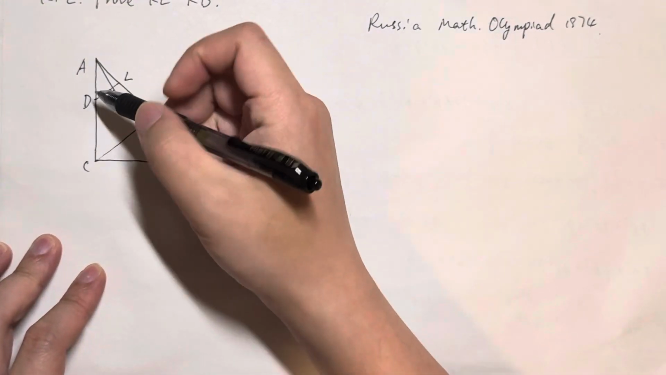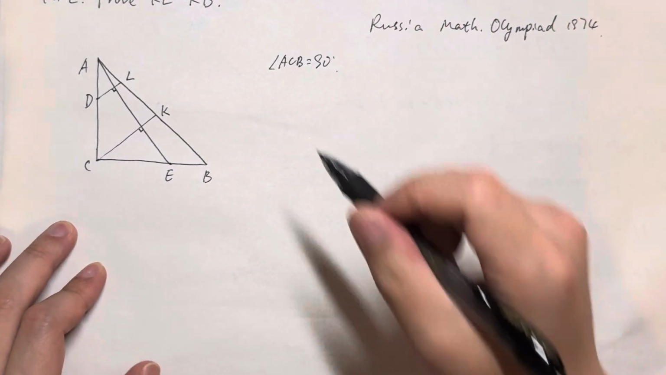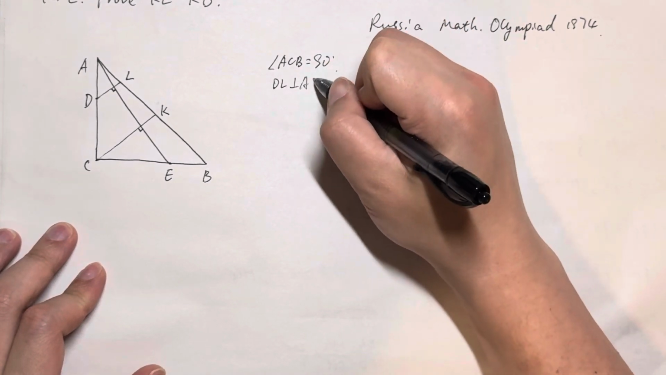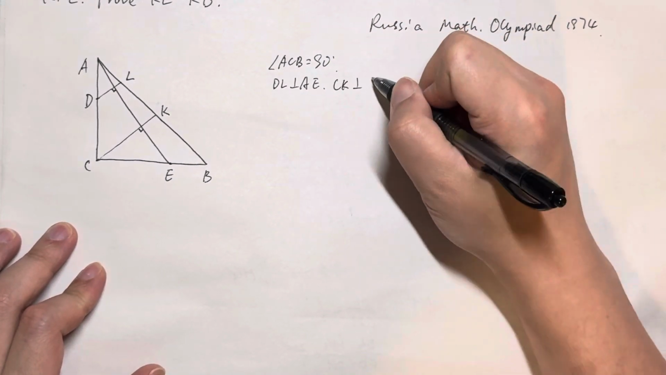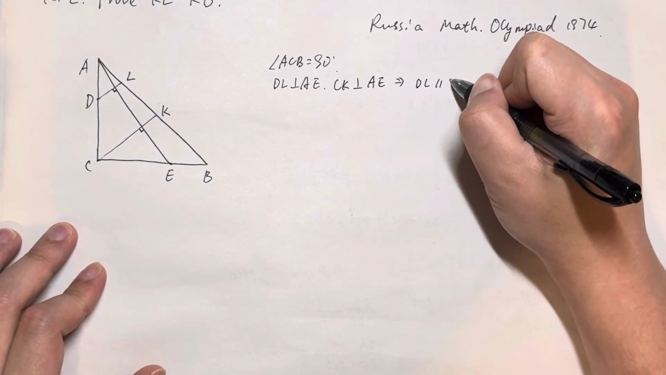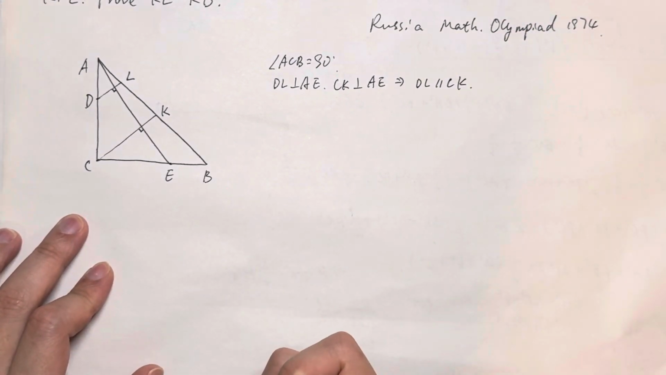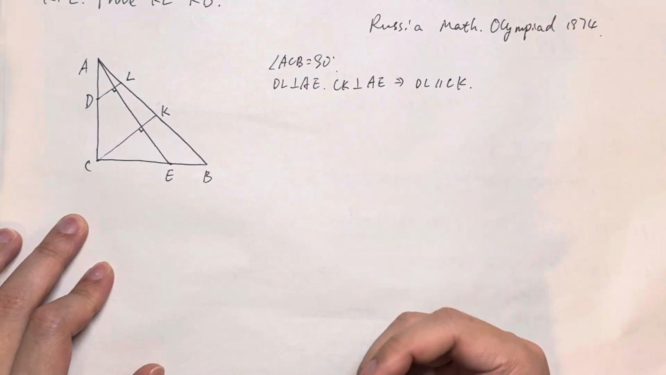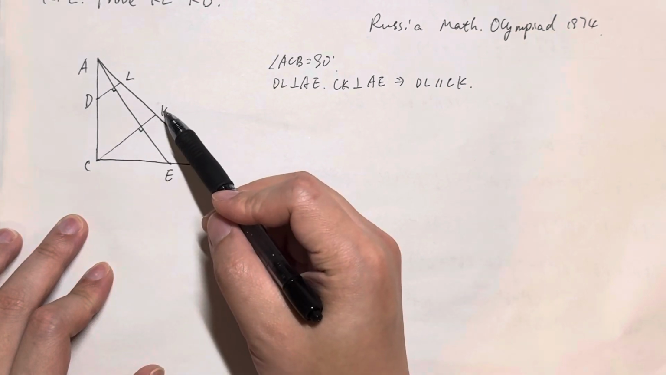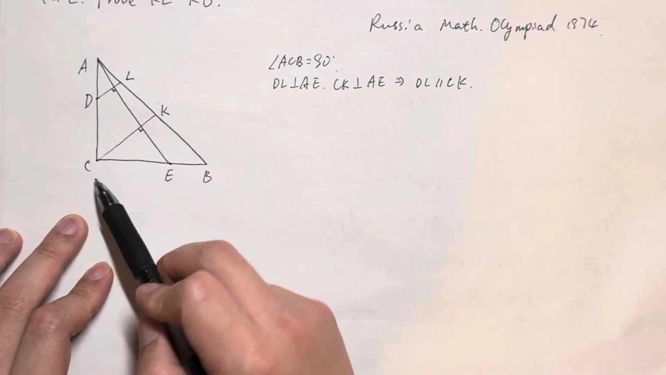We know that angle ACB equals 90 degrees. And we know that DL is perpendicular to AE. CK is perpendicular to AE, which means DL is parallel with CK, right? These two are parallel. And we want to prove that KL equals KB. So just because DL is parallel with CK and CD equals CE.